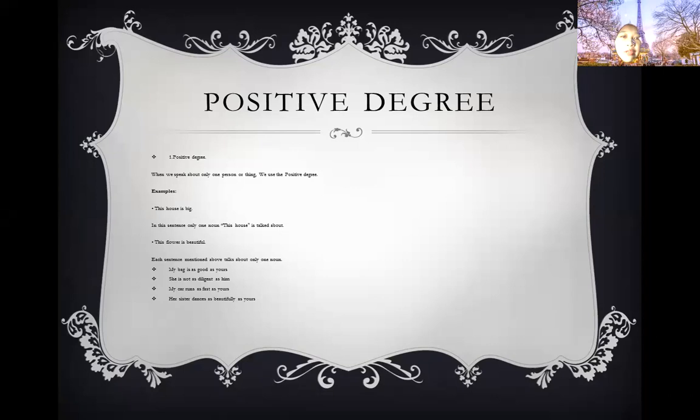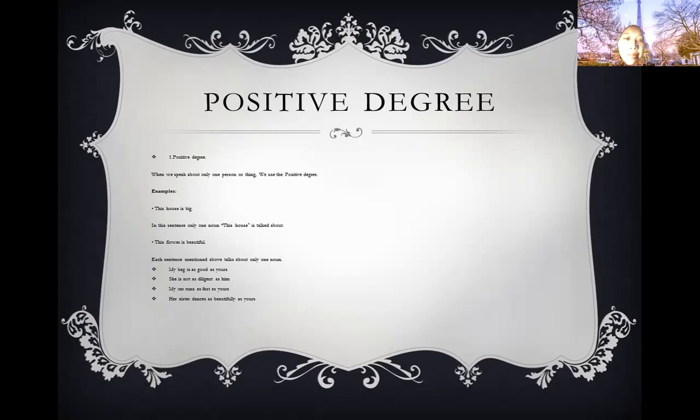Okay, let's talk about positive degree first. When we speak about only one person or thing, we use positive degree. For example, this house is big. In this sentence, only one noun, this house, is talked about. Next, this flower is beautiful. So this is an example of positive degree because we only speak about one person or thing. The first sentence, this house is big, we talk about this house. And for the second sentence, we talk about this flower. Each sentence mentioned above talks about only one noun.